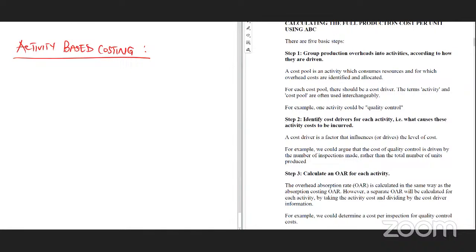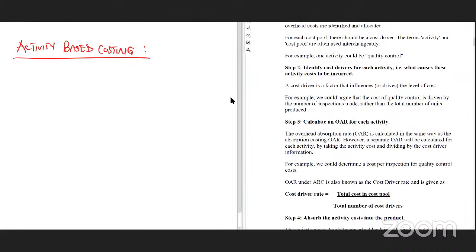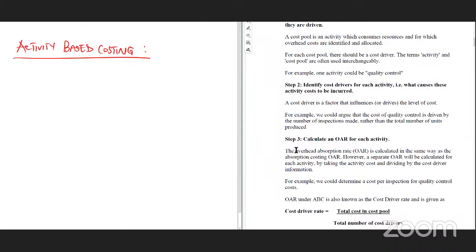These steps, you need to write them down. So first of all, get your cost pool or gather your activities. The next thing is to identify the things which drive that cost, right? So a cost driver is simply a factor that influences or drives that level of cost. For example, we could argue that the cost of quality control is driven by the number of inspections rather than the total number of units that have been produced. Do you understand?